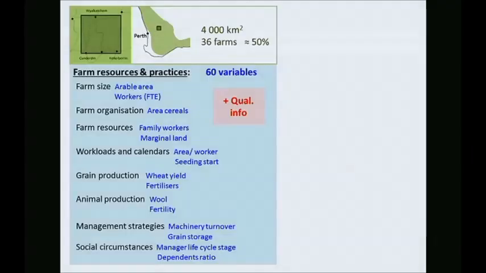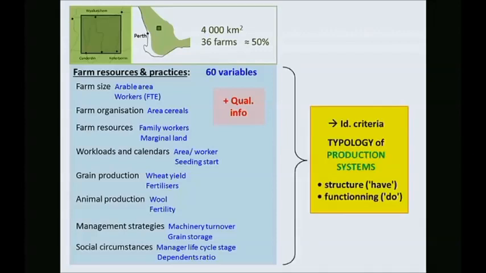So what is that data? What was collected? 60 variables and a lot of qualitative information to triangulate that information, making sure it's right, across a variety of things, ranging from farm size, organization of those resources, production. So essentially, that's the only way. For the economist, I know that you're probably disappointed, but this is the only way I looked at performance in this particular study. Through yield, production, management strategies, and a bit of social circumstances, because that impacts the availability of labor, which is a production resource.